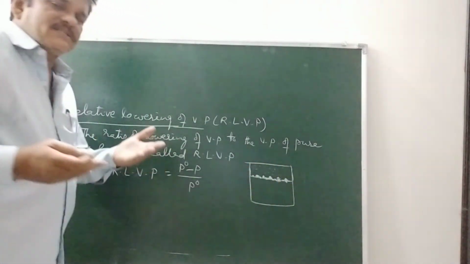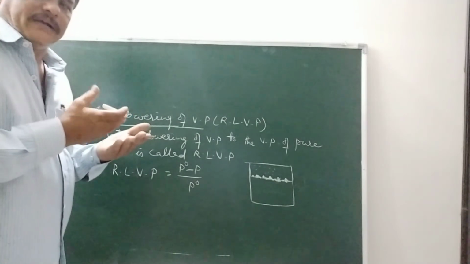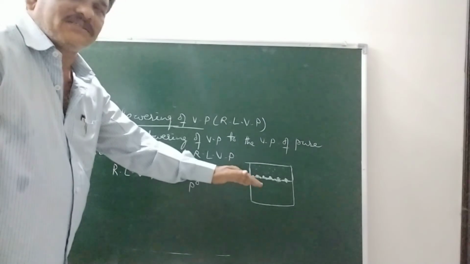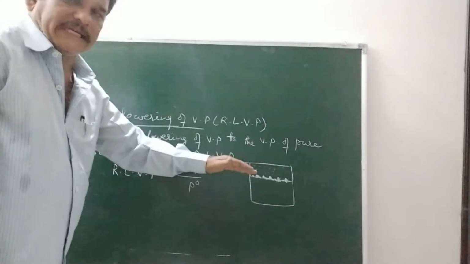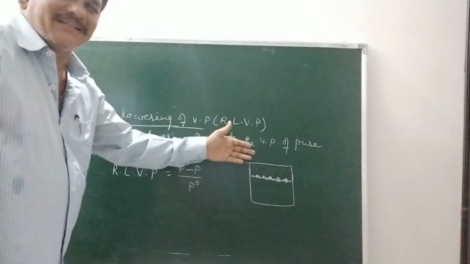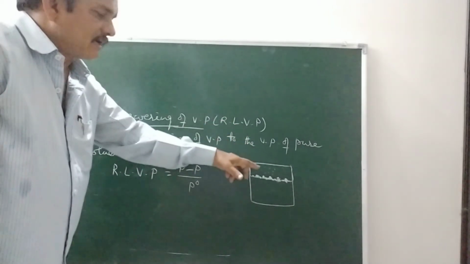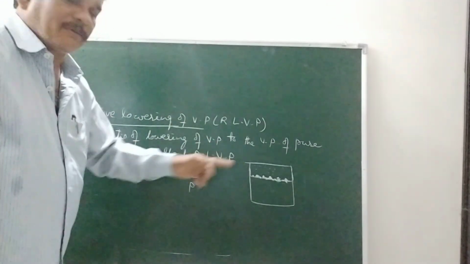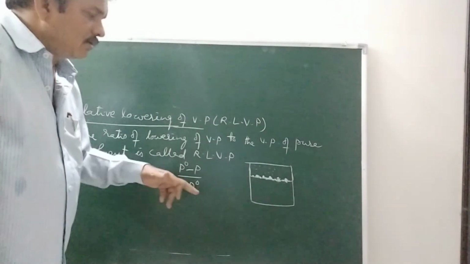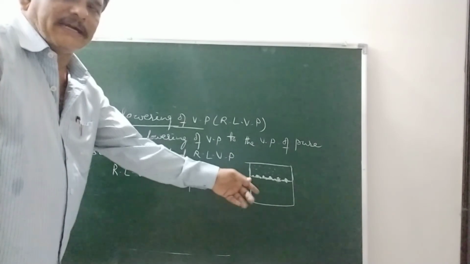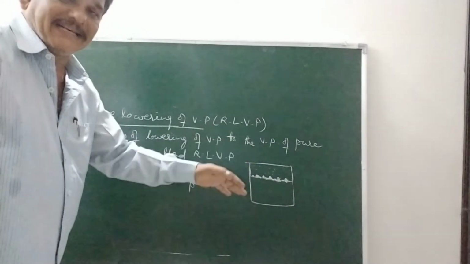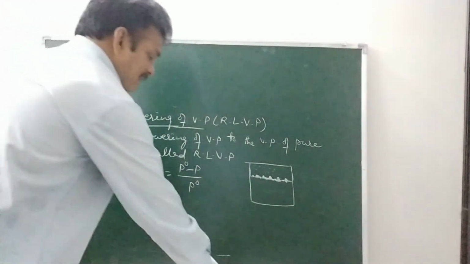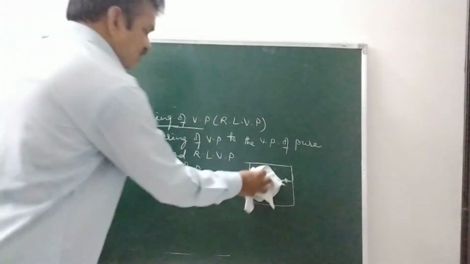When the surface of the liquid is occupied by non-volatile solute, the number of solvent particles that enter into the vapor state decreases. As the number of particles decreases, the vapor pressure also decreases. So when a non-volatile solute is added, vapor pressure decreases. That decrease is called lowering of vapor pressure.